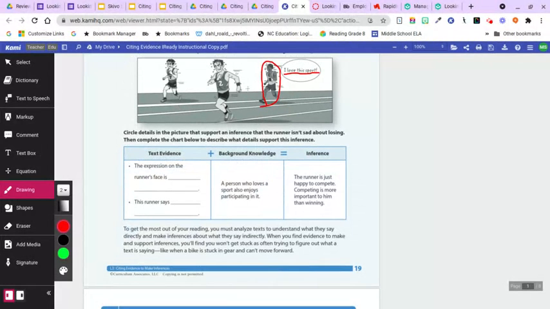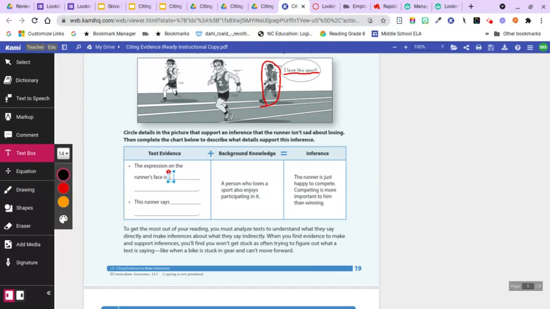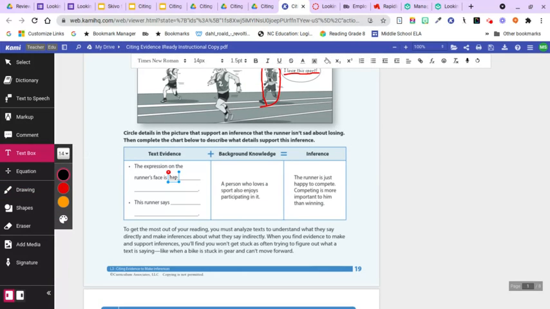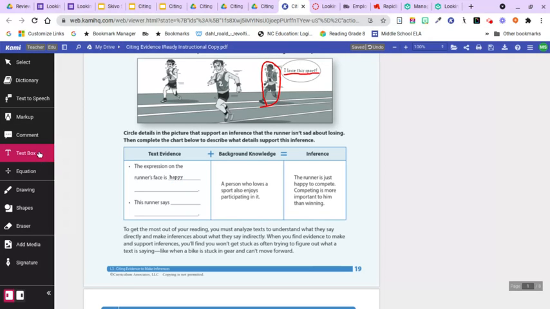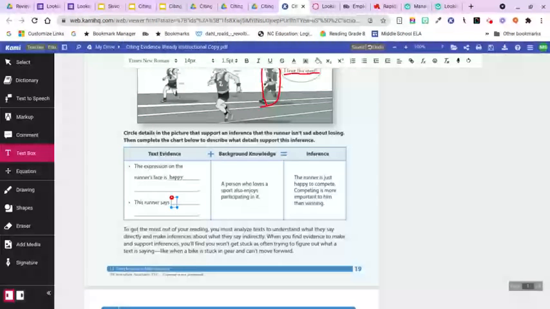So the expression on the runner's face is what? Well, let's say he's happy. And the runner says, and remember now, this is a quote, right? So you need to have quotation marks. I love this sport.